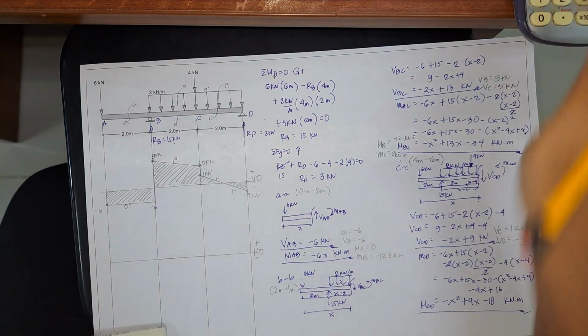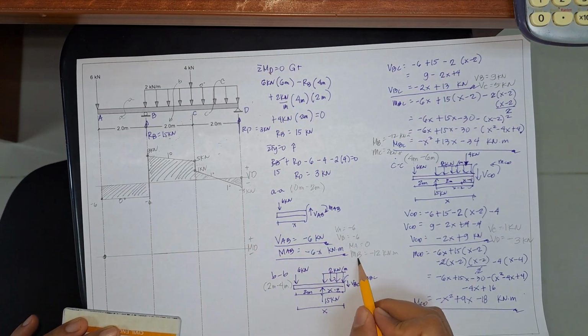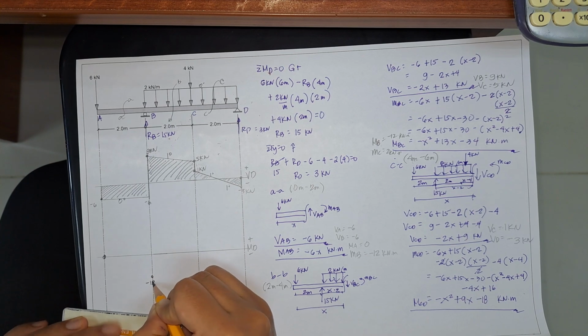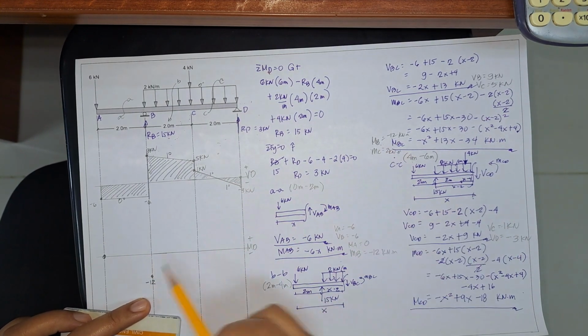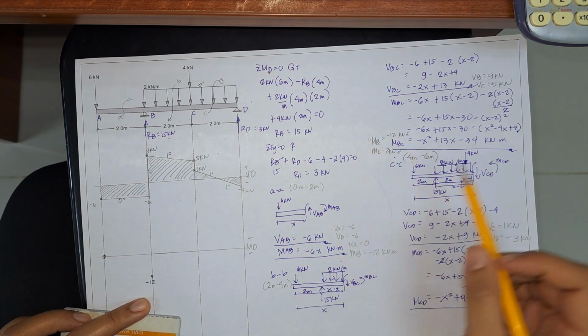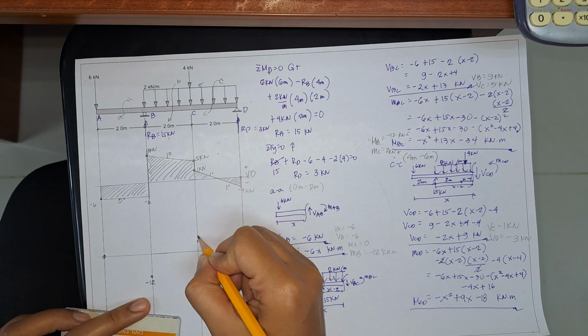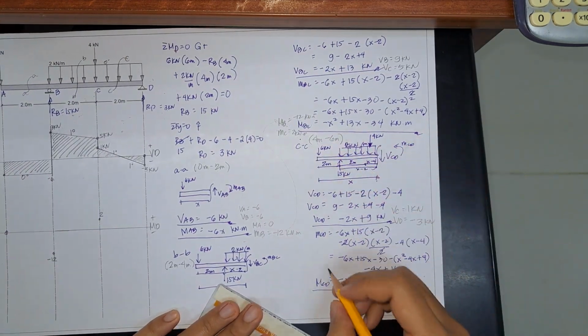Sige, plot na natin. Hindi pala na-plot yung una. So, moment at A is 0. Moment at point B is negative 12. So, dito sa baba, negative 12. Next, moment at B sa next segment is also negative 12. So, tama. Parehas sila. And then, moment at point C, naging positive 2. Okay, positive 2. And then, let's proceed now to the last segment, which is this one.